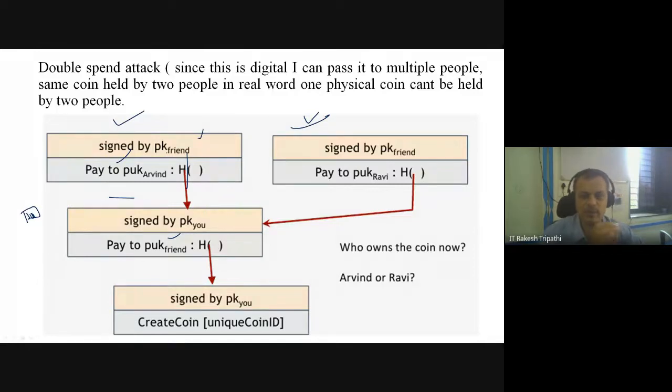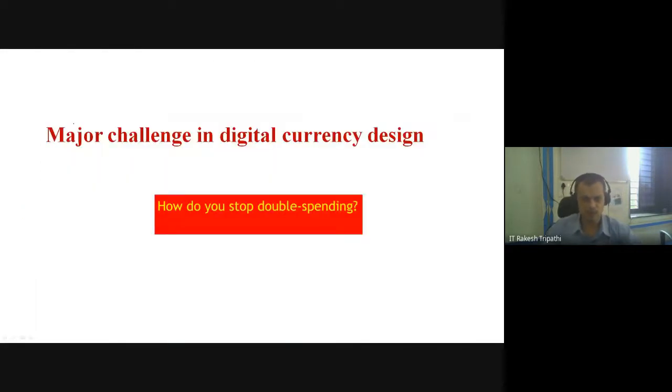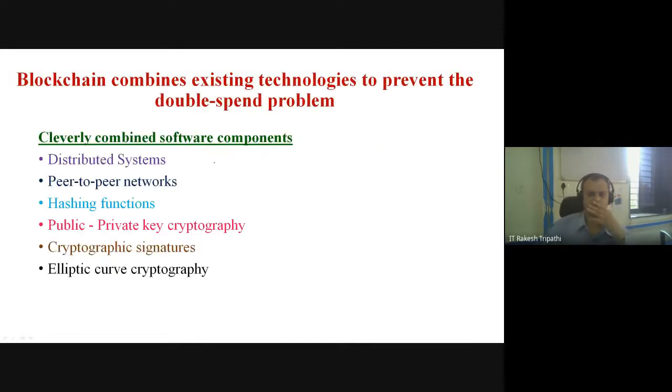This was the fundamental problem in digital currency design. It was solved in Bitcoin, and we'll see how. The major challenge was double spending. How was it stopped? It was stopped by combining these concepts together: a peer-to-peer network, hashing, and private-public key cryptography.